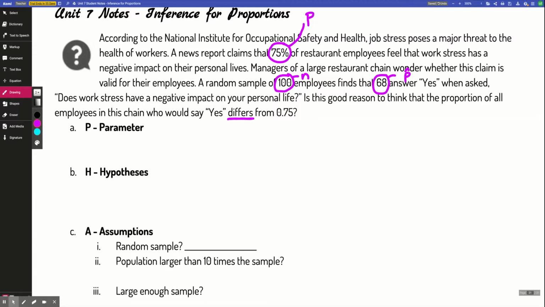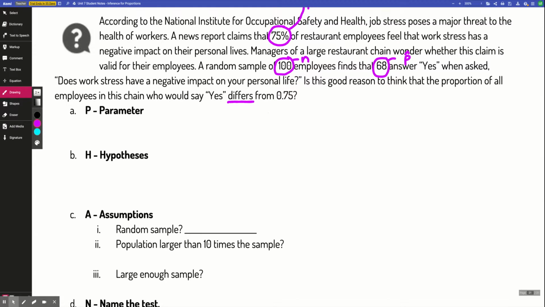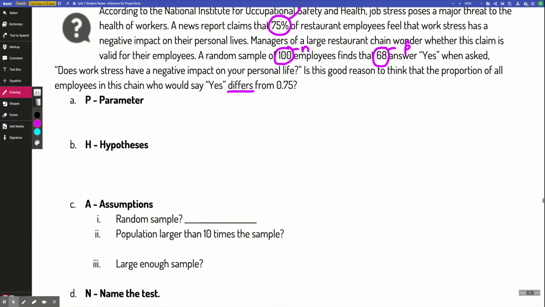Okay, so the managers of this restaurant chain don't really want to know if their employees' stress level is actually less than the national average or more than the national average. They just want to know, is it different? Okay, so that is the key word right there that tells me that I'm dealing with a two-sided or a two-tailed test. Okay, there are very few differences between two-tailed versus one-tailed tests, and I'm going to point those out to you as we go here.